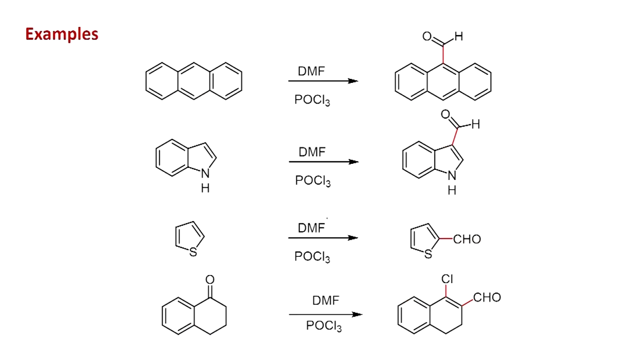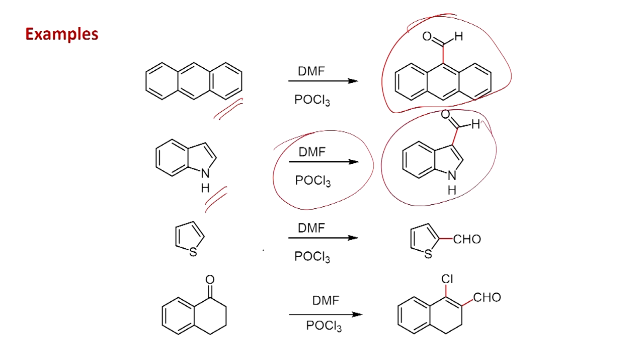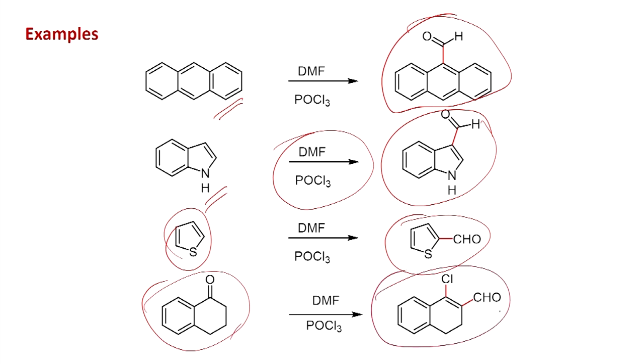Here are some examples shown. Just as I showed on the previous slide, if you have benzene and naphthalene, they don't undergo reaction. However, anthracene can readily undergo reaction to give this aldehyde compound. Similarly, indole can undergo reaction at the third position. You can introduce the formyl group. And similarly, if you have thiophene, which is electron rich, it can undergo reaction. You can get 2-thiophene carbaldehyde as a product. And for example, this ketone also can undergo reaction, then you will be able to get this aldehyde as a product.